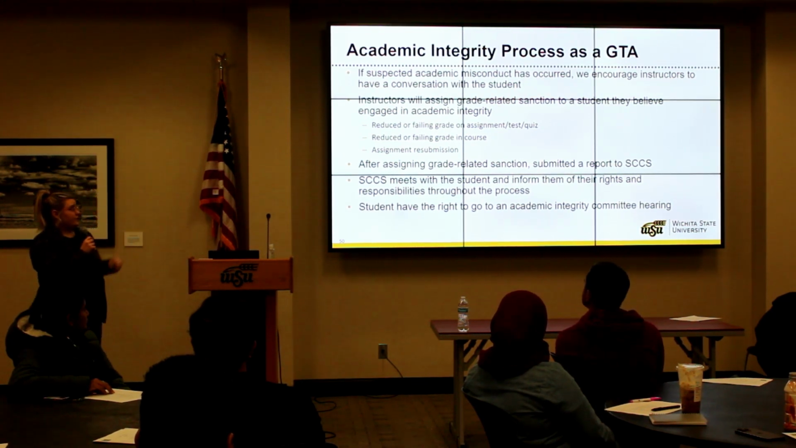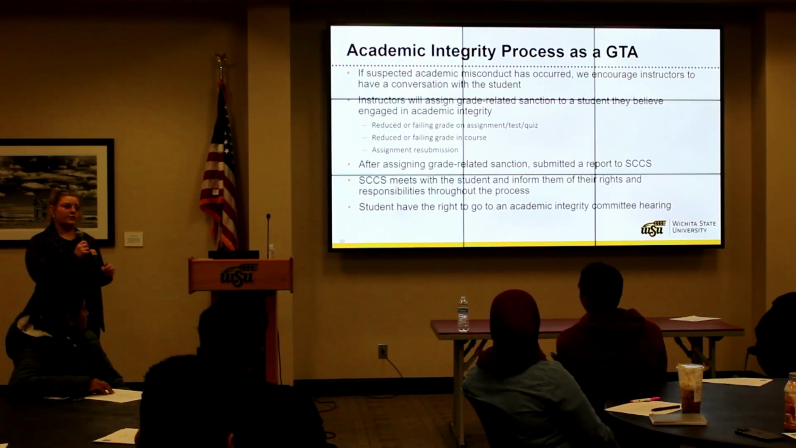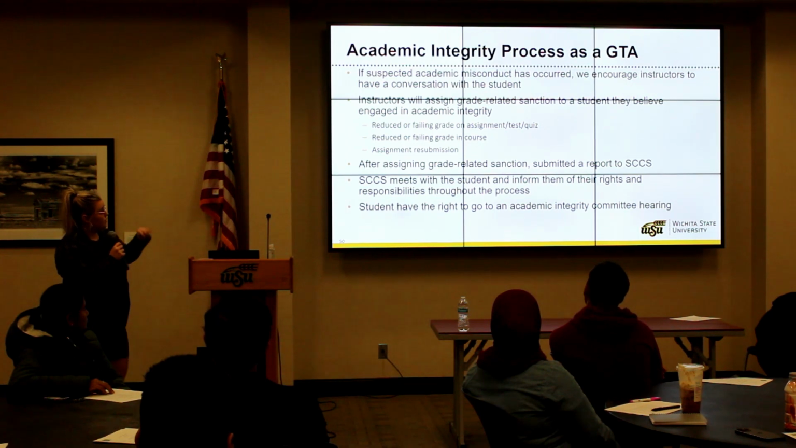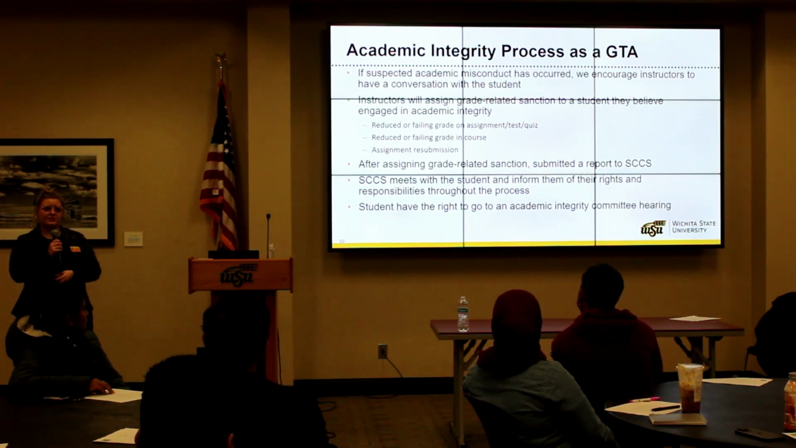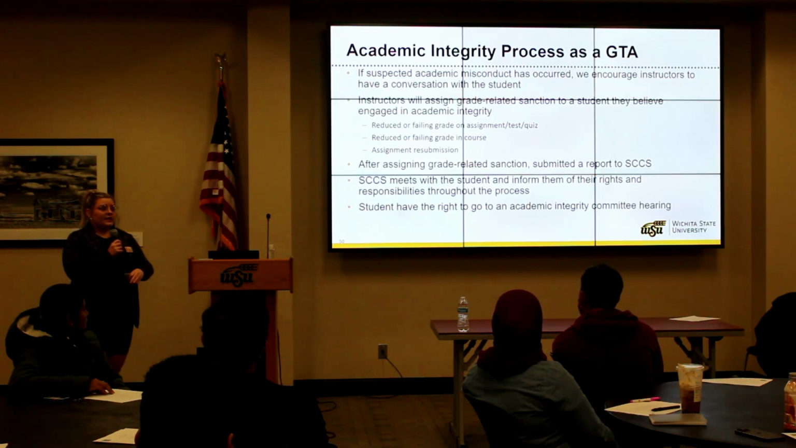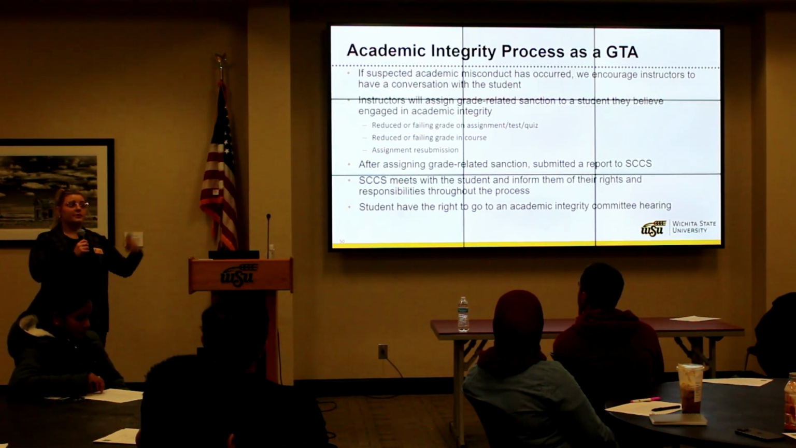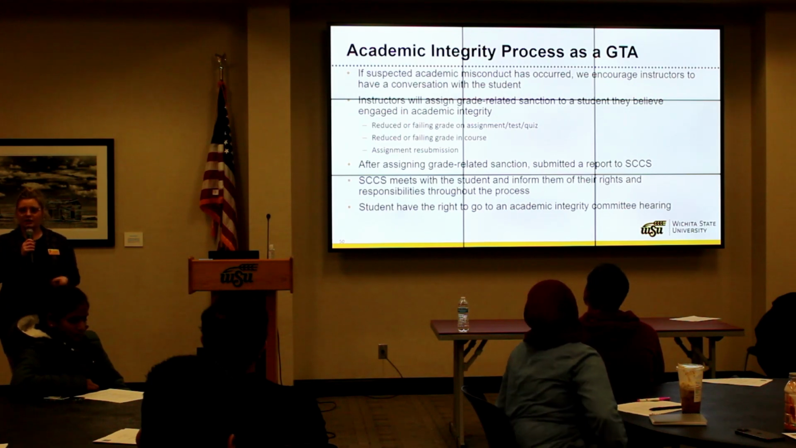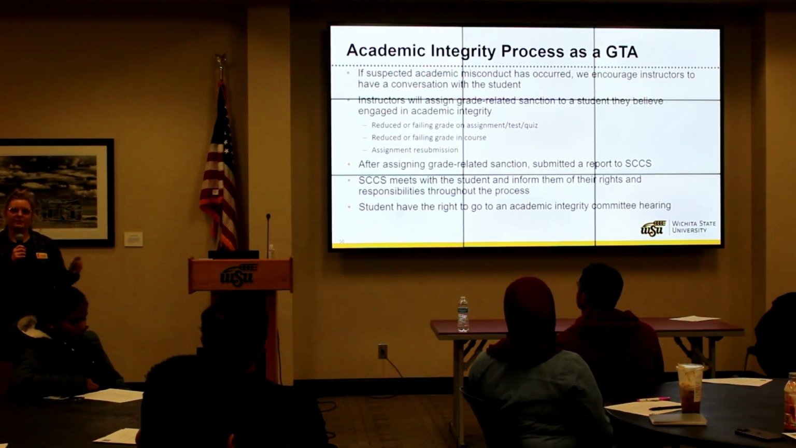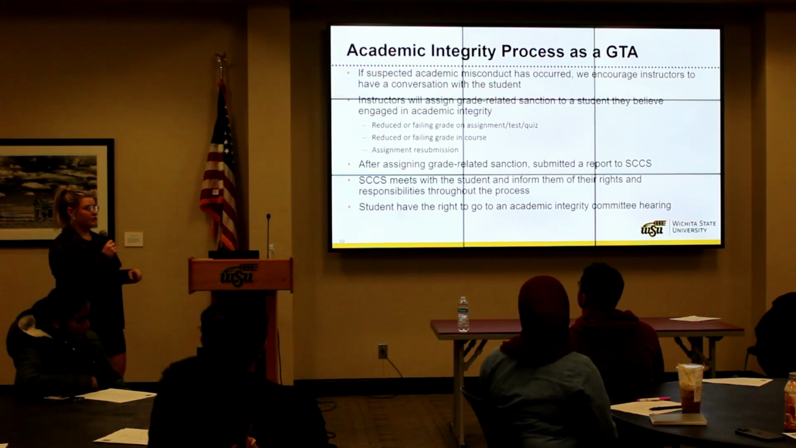That's a reduced or failing grade on the assignment, test, or quiz. Maybe they cheated on the test. You can give them a 0 on the test. You can also give a reduced or failing grade in the course. This is for more serious accusations of academic misconduct. Maybe it was a big final project and you believe that they should fail the course because of their academic misconduct. That's something that you can do. Again, talk to your professors. They'll be able to help you navigate what your outcomes should be for each student.